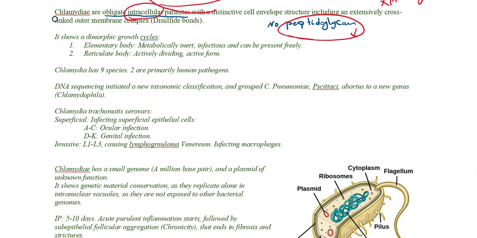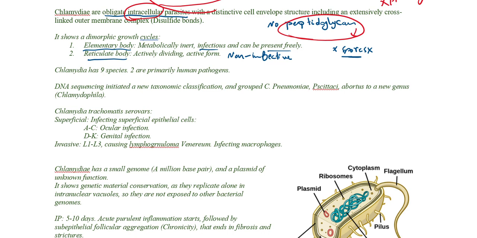The growth cycle of Chlamydia shows two stages: the elementary body stage, which is the infective form, and it can be present freely in the environment, but it's not spore forming, so it can't live entirely freely. And the reticulate body, which is the active form, and it's a non-infective form. This is a form present inside the cells during the active disease.